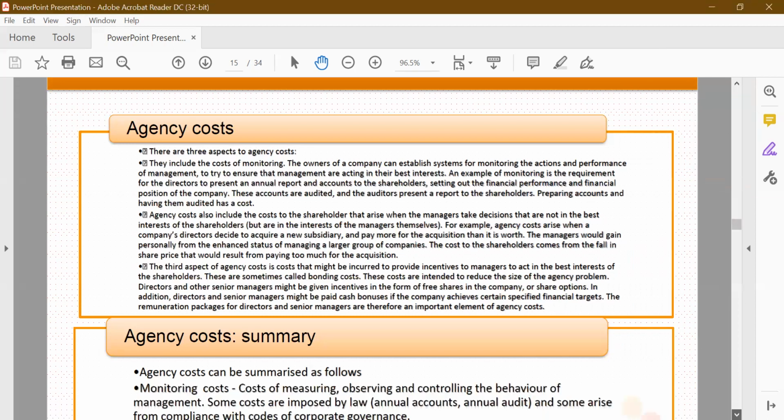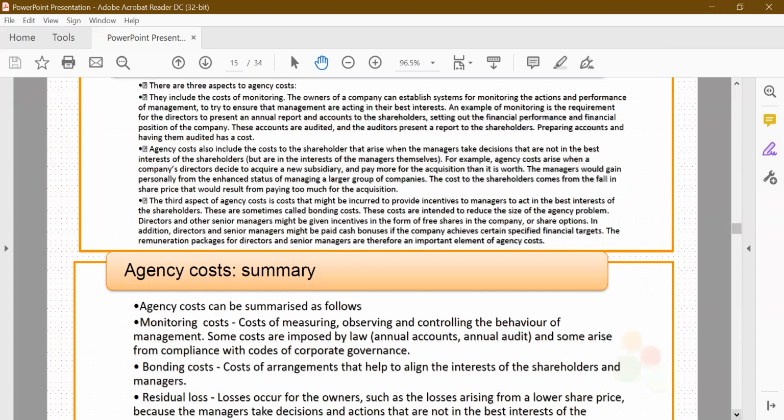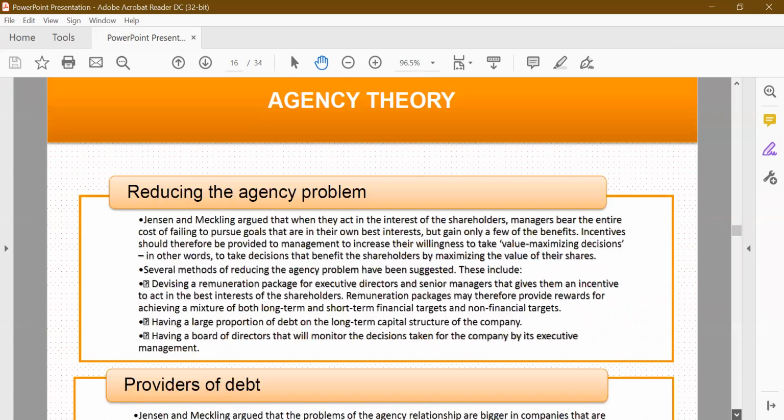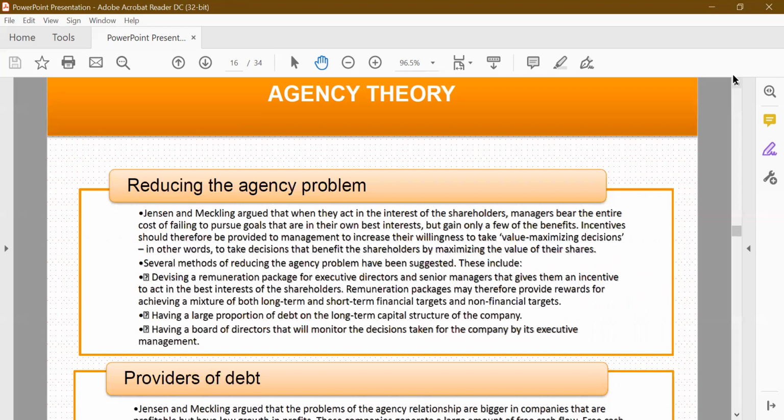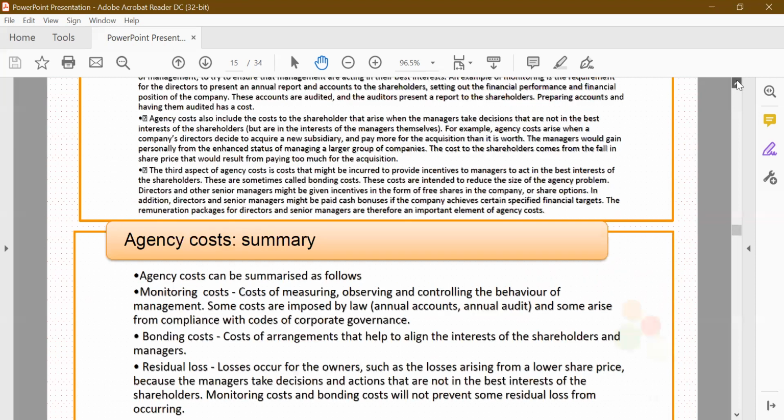Now let's summarize all what we've talked about so far. So agency costs can be summarized as follows. Number one is monitoring costs, which is the cost of measuring, observing, and controlling the behavior of management. Some costs are imposed by law, and some arise from compliance with codes of corporate governance. Number two is bonding costs, cost of arrangements that help to align the interests of shareholders and managers.